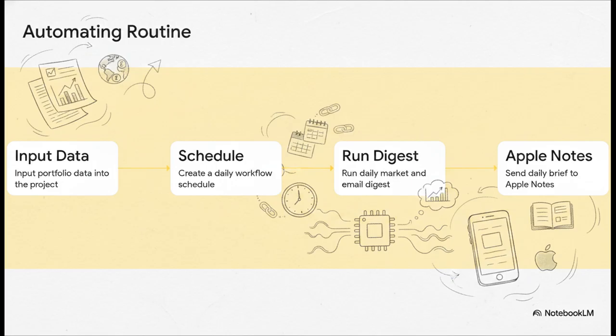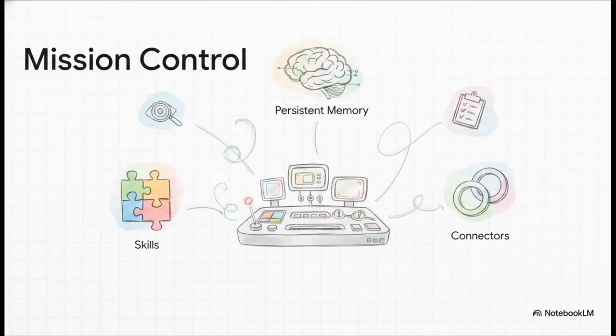For instance, you could tell the agent to wake up every single day at 7 a.m., review the global markets against your specific investments, write up a crisp daily digest, and then automatically drop that brief straight into your Apple Notes. So you literally wake up, grab your phone, and it's just waiting for you. This is what creates a true mission control ecosystem.